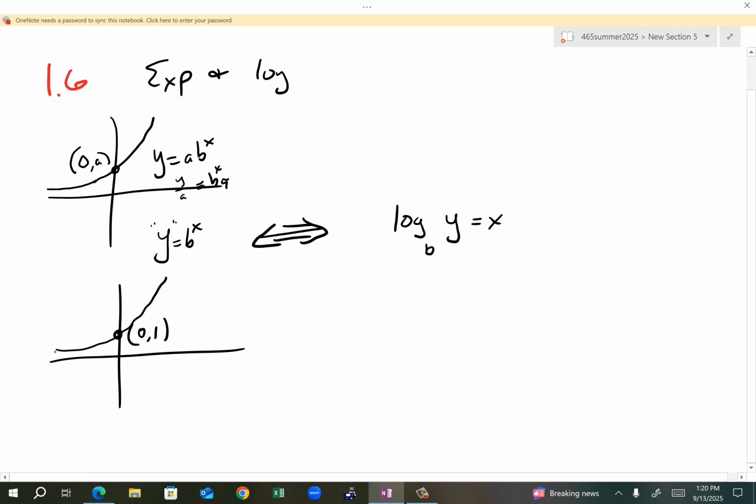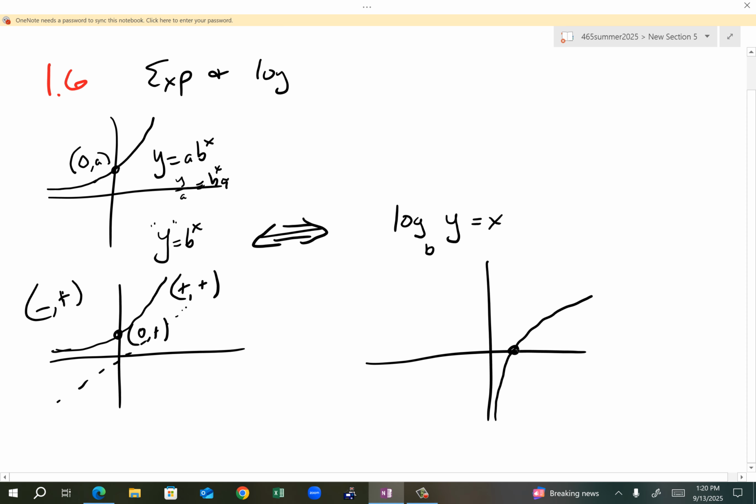And so as I say, this exponential passes through (0, 1). Notice it goes into this quadrant, where we have negatives and positives, and in this quadrant we have all positives. Well, the inverse is going to be mirrored over the line y equals x, so we're going to have the point (1, 0). And there it is: this is the log base b of x. That's what you've got to keep in the back of your head as you're doing these. That should be fairly simple.